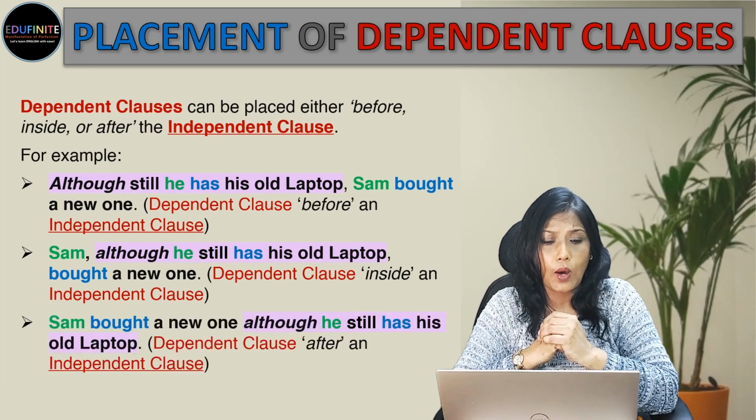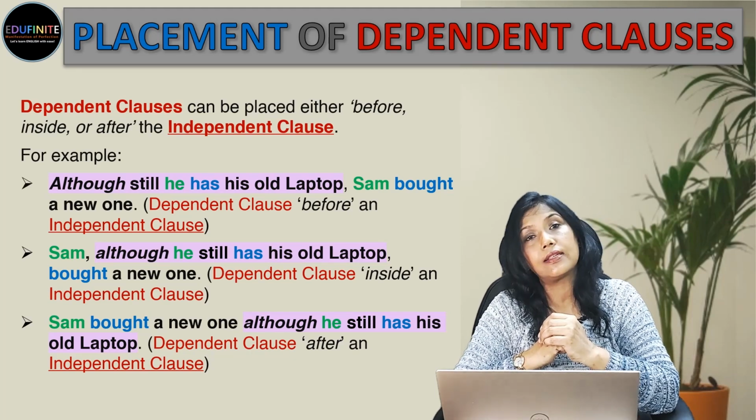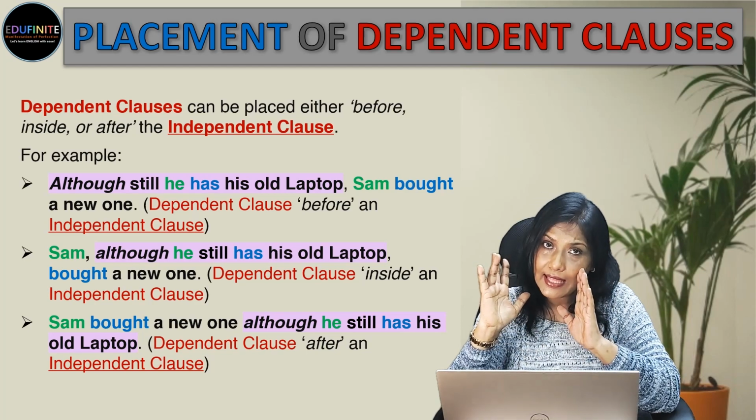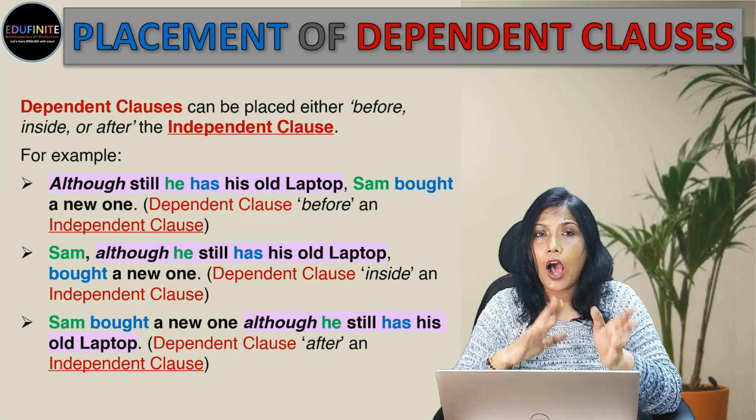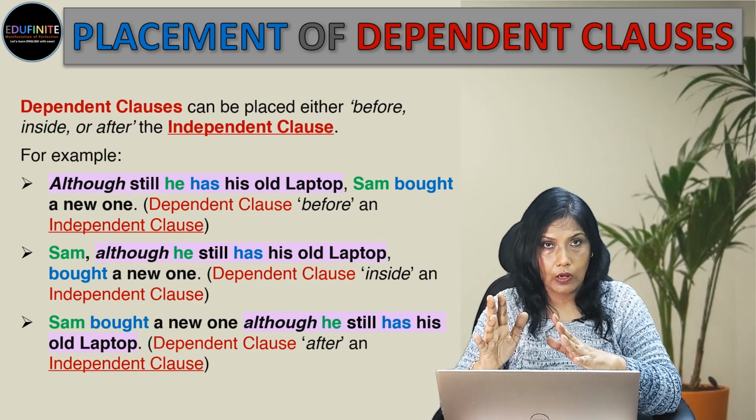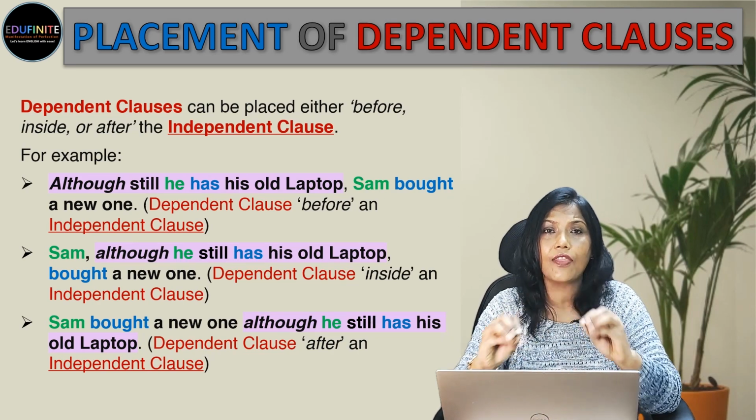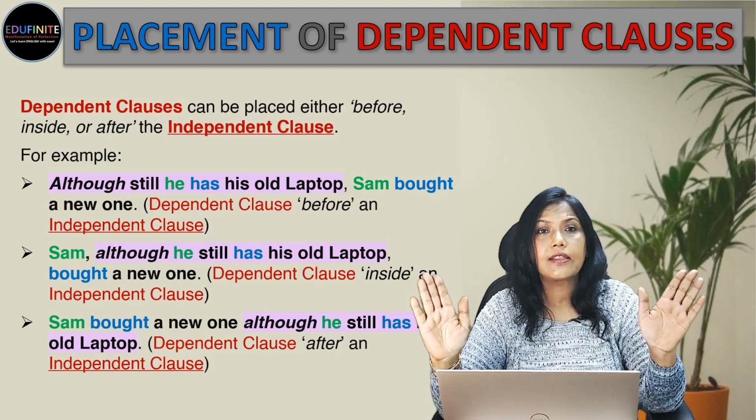Sam bought a new one, although he still has his old laptop. So here, when we place the dependent clause at the end or after the independent clause, then we do not put any commas or any other punctuation marks. We just write them together.